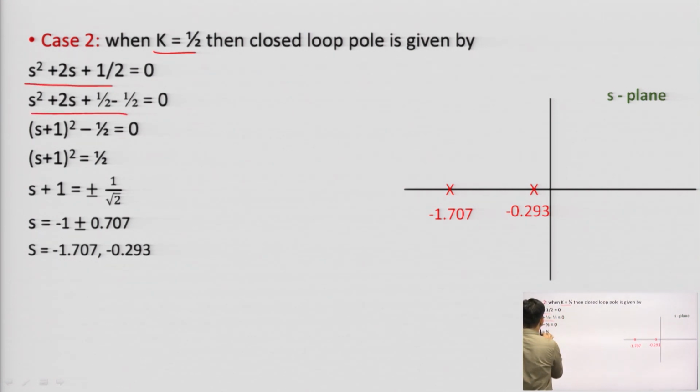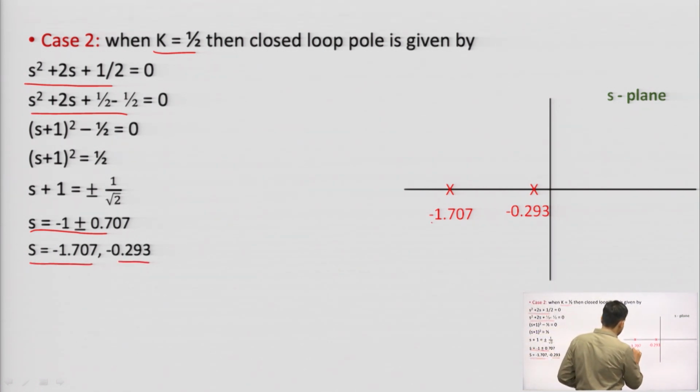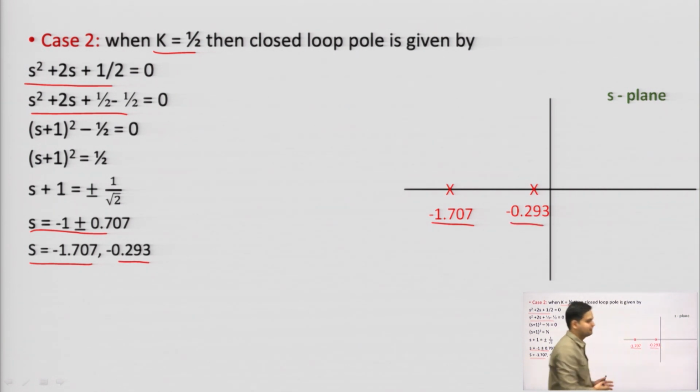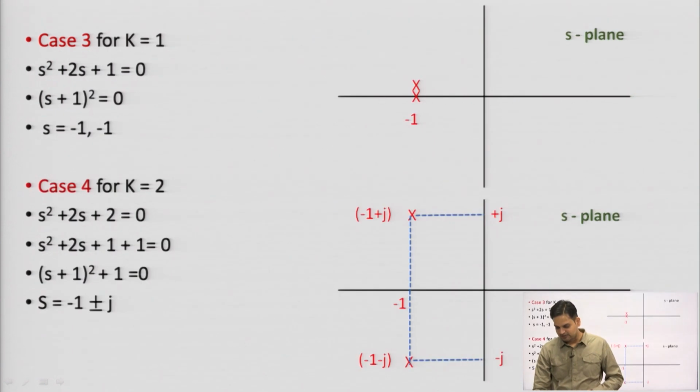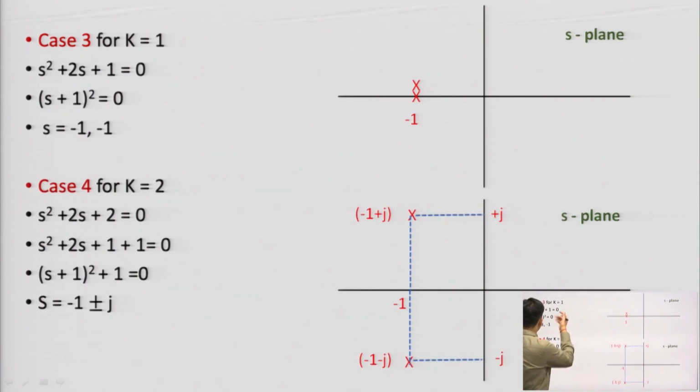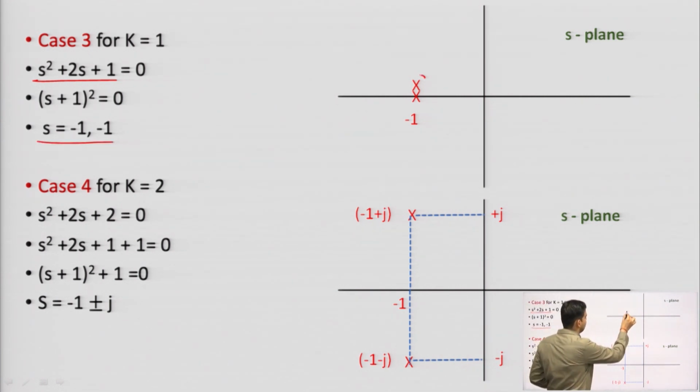After solving, I am getting the equation s equal to minus 1 plus or minus 0.7, and these two roots are coming. Here minus 1.7 is coming, and the second root is minus 0.293. In the same way, when I put k equal to 1 in the above equation, this becomes my quadratic equation, and my new roots are minus 1 and minus 1. So, here two roots are repeating on the real axis.